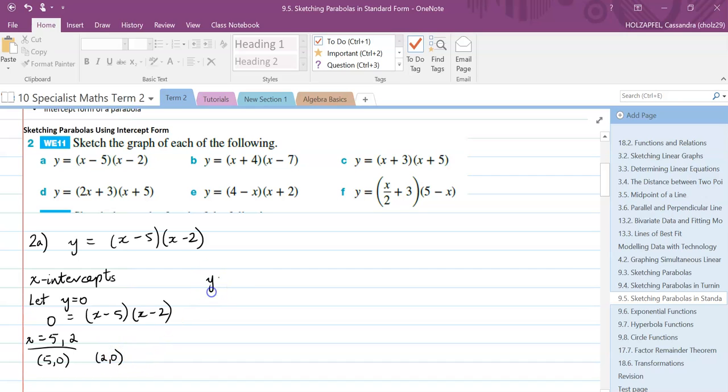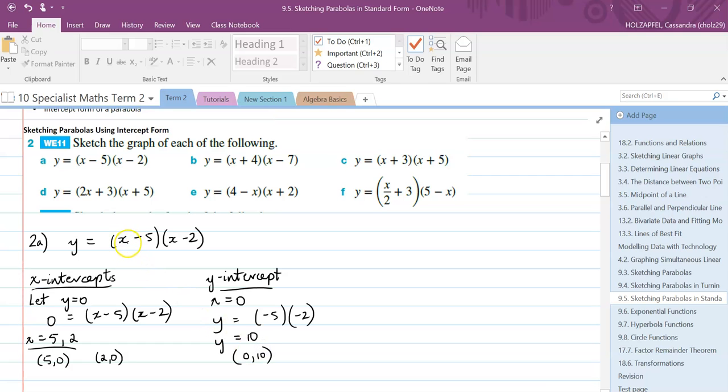Now let's go ahead and find the y-intercept. Again, with the y-intercept, we're going to let x equal 0. So y will be equal to (0 - 5) multiplied by (0 - 2). So y is going to be equal to positive 10. And so we have another point here at (0, 10).